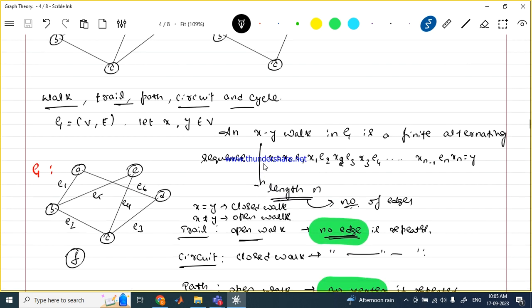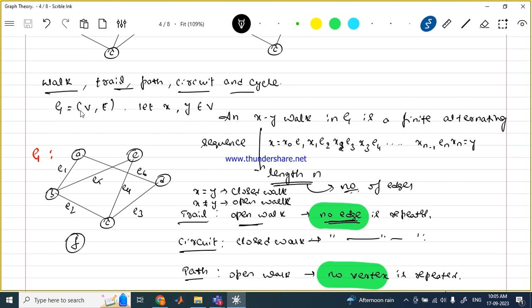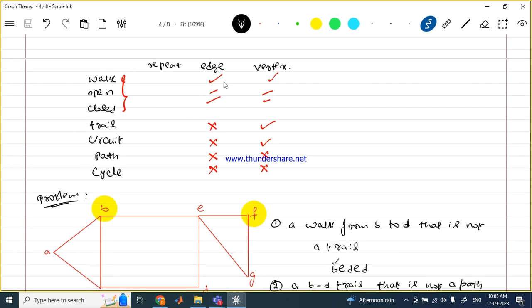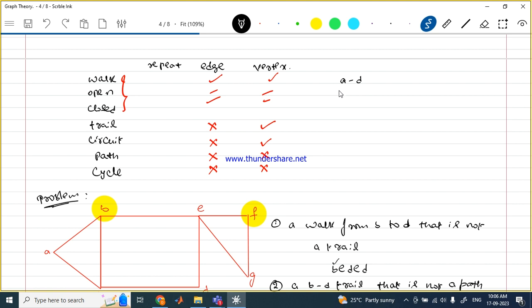And if you come to walk, trail, path, circuit and cycle. So walk is something which is casual. Here there is no restriction, like you can just move on any edge, any vertex, any number of times. The only thing is, if I say it is an AD walk, it means that the walk should start at A and end at D. How many times you moved on a particular vertex or particular edge in this walk doesn't make any difference. It's just like a morning casual walk, what people may do.